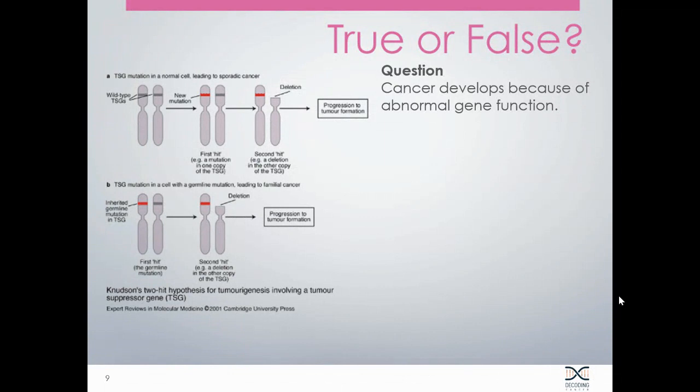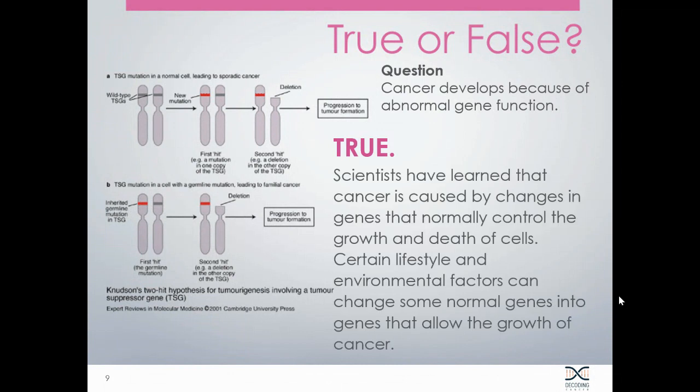True or false? Cancer develops because of an abnormal gene function. This is also true. Scientists have learned that cancer is caused by changes in genes that normally control the growth and death of cells. And in addition, certain lifestyles and environmental factors can also change some normal genes into genes that allow the growth of cancer.